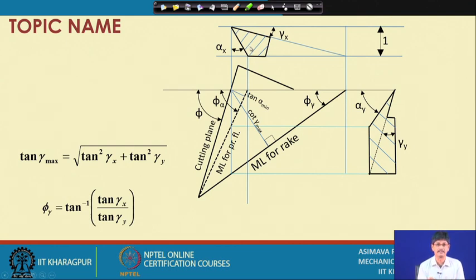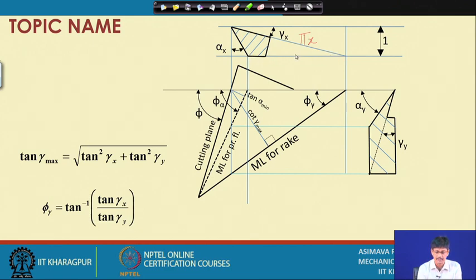This is the sectional view of the tool in the machine longitudinal plane, pi x. So in pi x what do we see? We see that gamma x, alpha x, etc. have appeared, and this is the trace of the base plane.